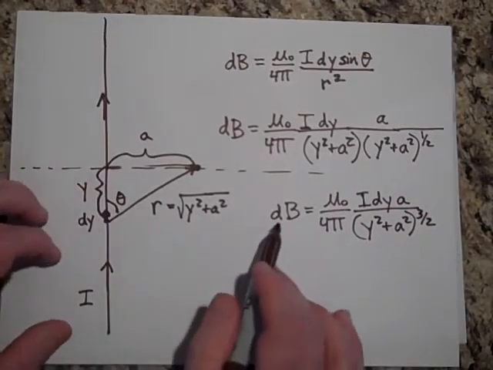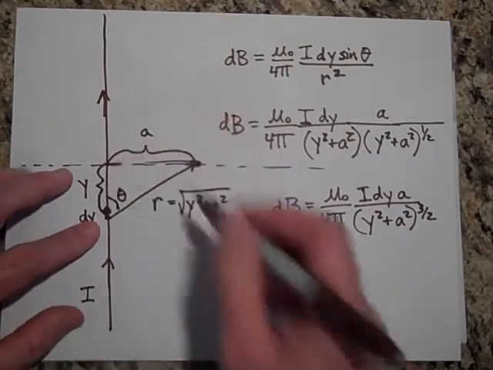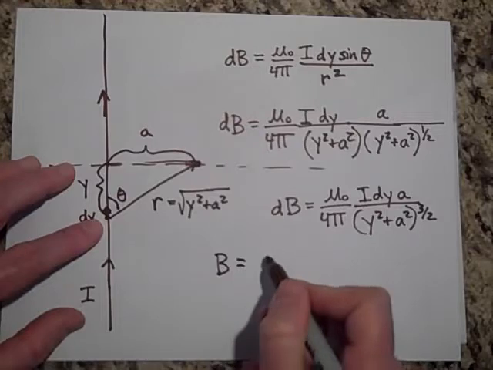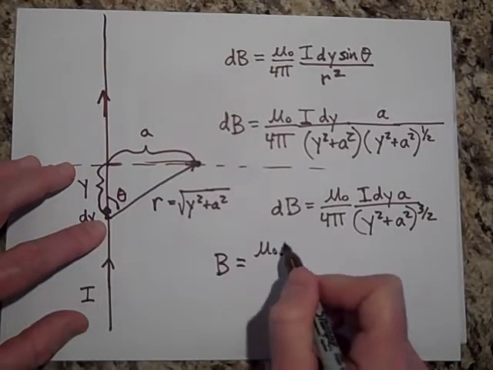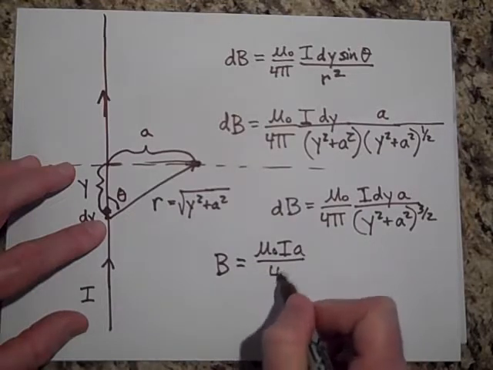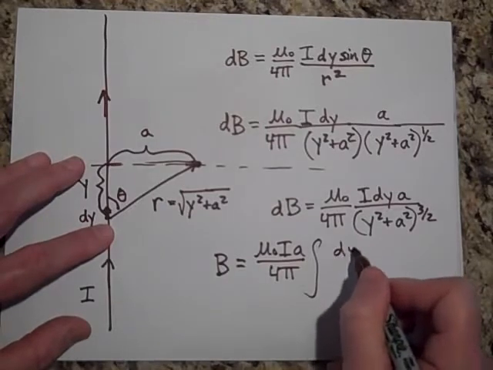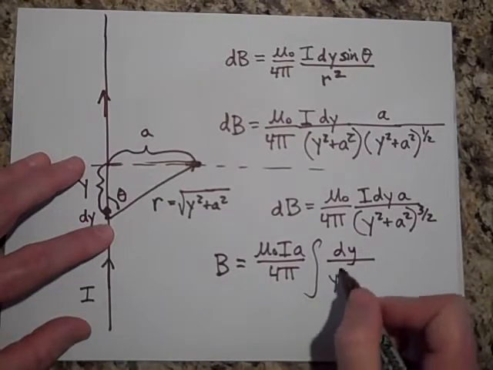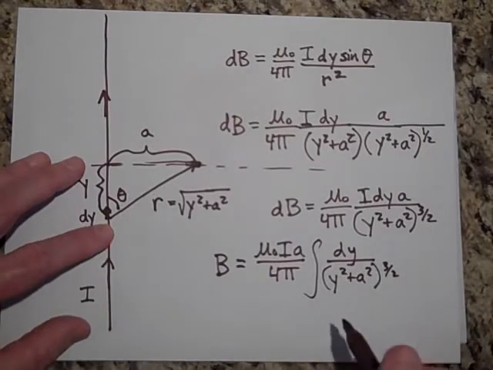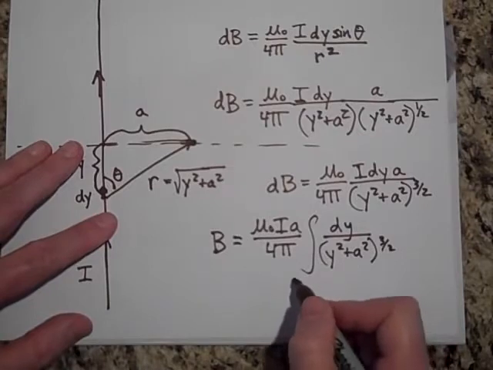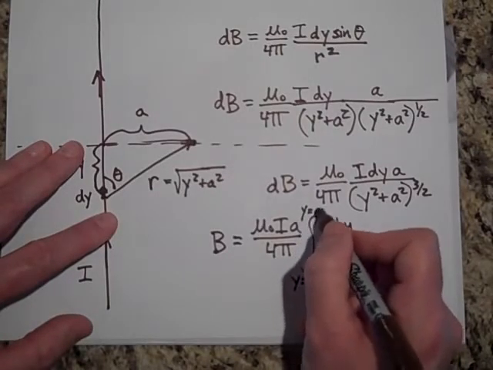Now I don't want just the field due to this current element. To get the field due to all of them, I'm going to sum up with an integral. I'm going to pull out all the constants: mu naught I a over 4 pi. And I'm going to sum up dy over y squared plus a squared to the 3/2 power, starting at y equals negative infinity and not stopping until y equals infinity.